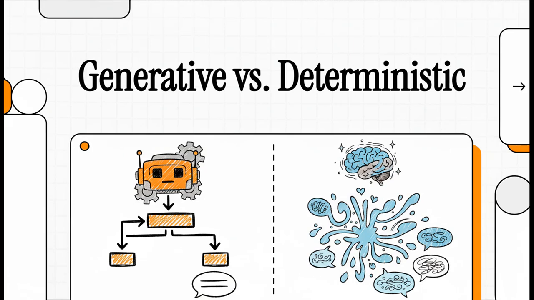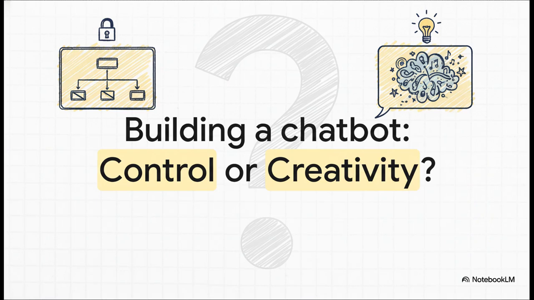Okay, so you're building a modern AI chatbot. Right away, you hit this massive fork in the road. Today, we're going to break down the two core philosophies that basically decide how your chatbot thinks. Is it going to follow a strict script, or will it be free to improvise? And really, it all boils down to this single question. Are you building for control, or are you building for creativity?